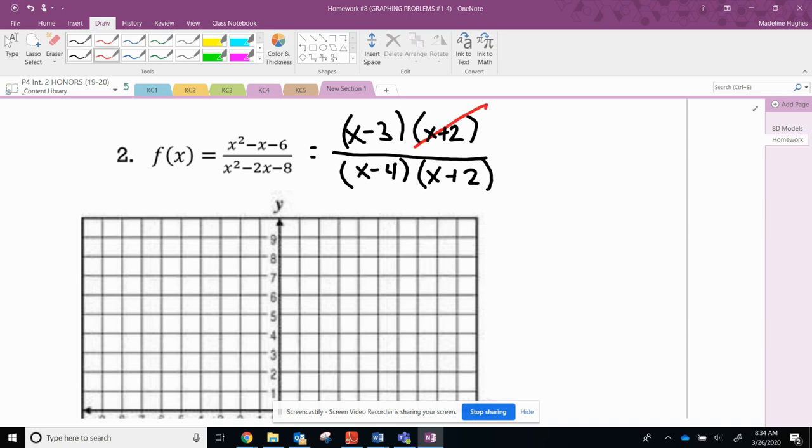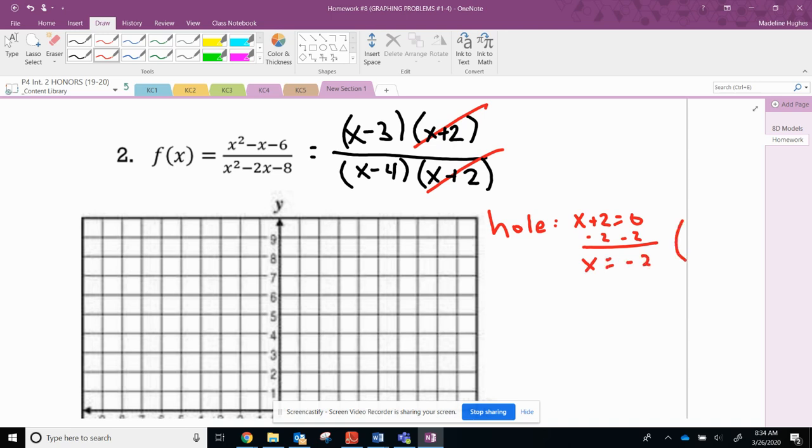Now I noticed that these can cancel, the x plus 2's. So right away when you cancel, that's a hole in the graph. So I'm going to write hole. And right now I know it's where x plus 2 is equal to 0. And if I solve for x, I get x equals negative 2.